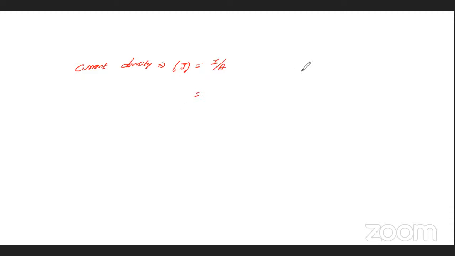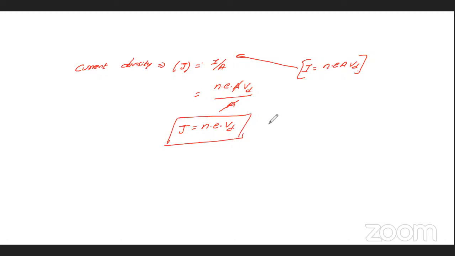So let's see. I formula we already know. I is equal to N E A V. I'm going to substitute the relation in this equation. So here N times electron charge, area of the conductor and your drift velocity, divided by the area. Areas will get cancelled here. So J is equal to N E V D, which is your current density. The unit for current density is nothing but ampere meter power minus 2, or we can say ampere per meter square. Remember it. This is your current density.